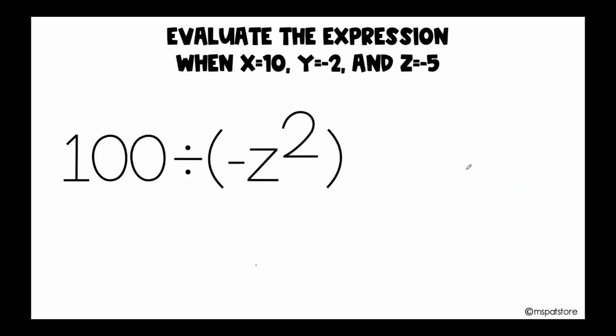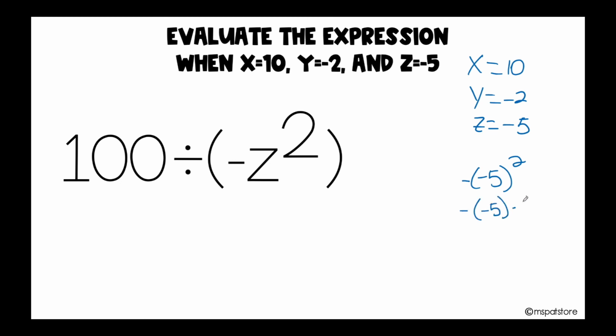I would like you to pause the video and try to do this one by yourself, keeping in mind that x is equals to 10, y is equals to negative 2, and z is equals to negative 5. Oh, remember that you need to substitute your variable. So let me show you down here that you have negative 5 to the power of 2.